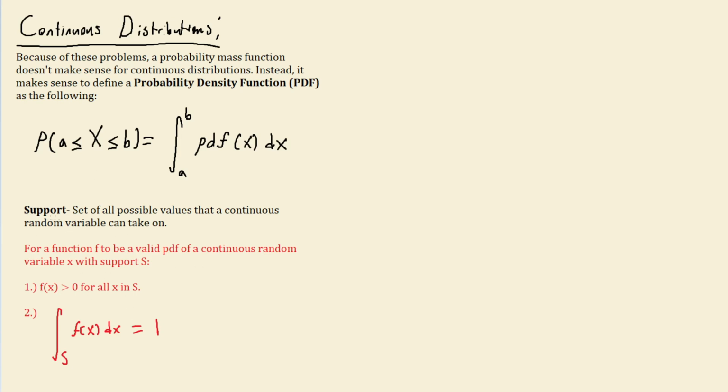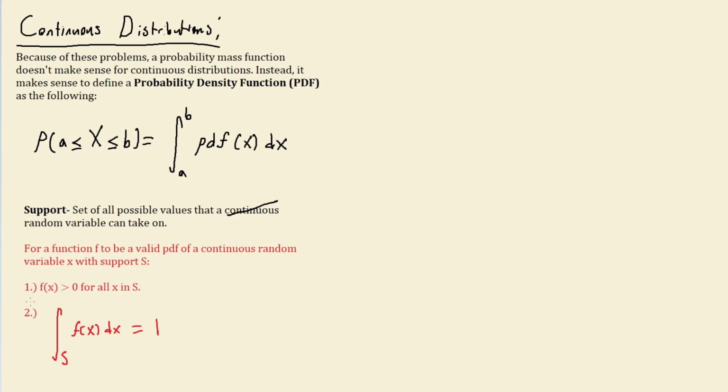First of all, we should define a support. This is a set of all possible values that a random variable can take on. It doesn't need to be continuous, that's an error. But this is just a set of all possible outcomes for our continuous random variable, or our random variable. And so in this case, for a function f to be a valid probability density function of a continuous random variable x with support s, it has to also exhibit these properties.